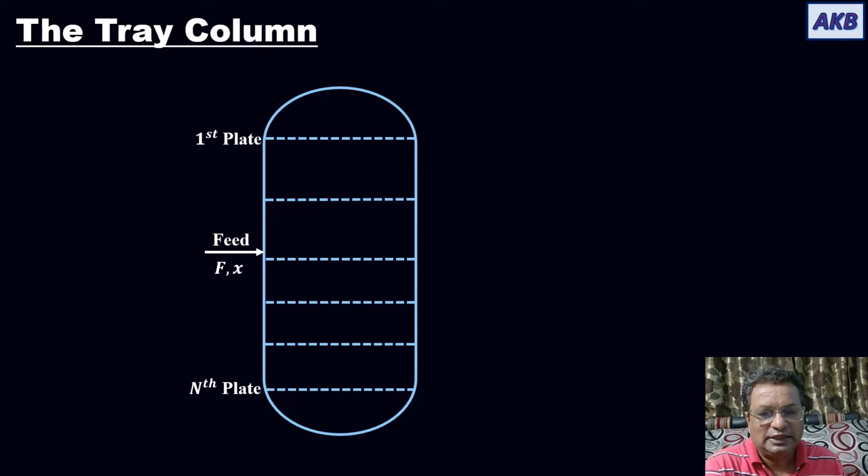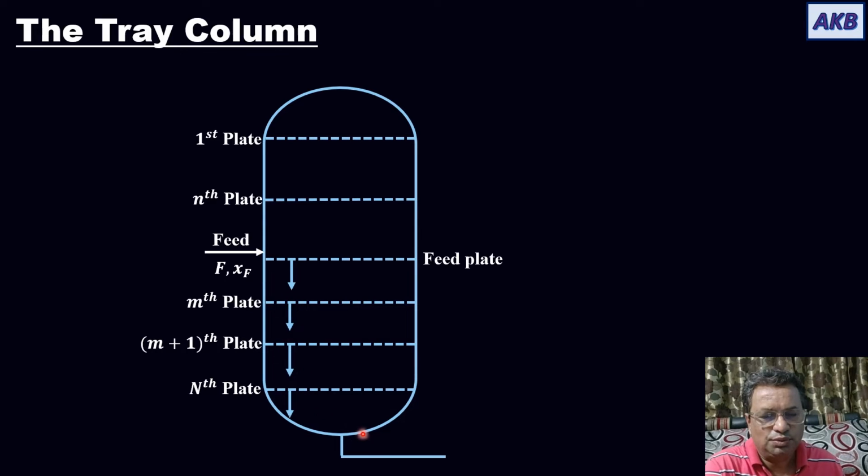Feed is entering on a tray, and we call that tray the feed tray or feed plate. Then I have shown any tray, and I'm calling it the nth tray in the rectifying section. And in the stripping section there is the mth plate, and the plate next to the mth plate is the m+1 plate. So feed, after entering on the feed plate, flows down to the bottom, and then it is taken out and sent to the reboiler. Heat is added at the rate of QR to create a vapor phase.